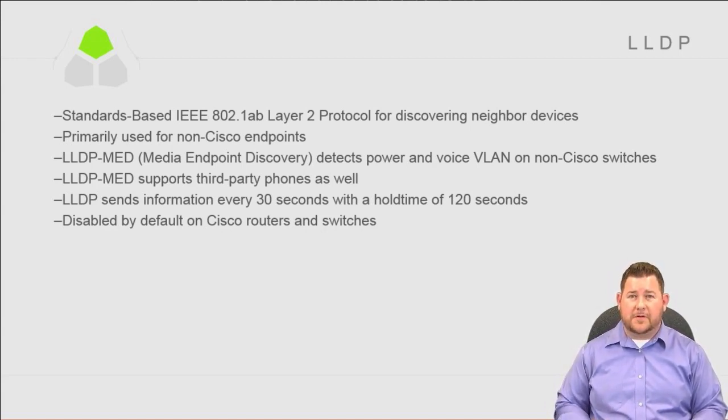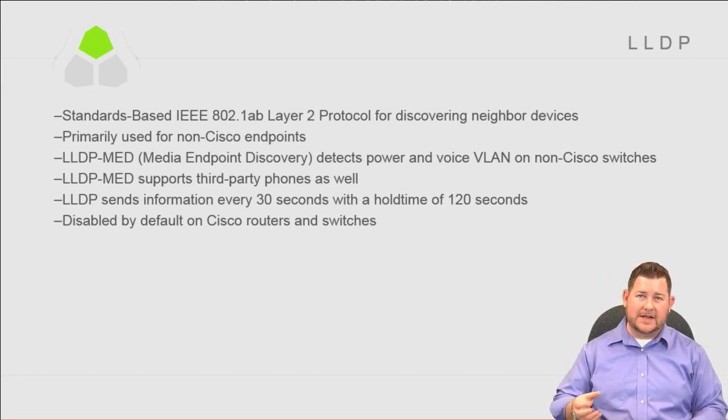It sends information every 30 seconds, and it has a hold time of 120 seconds. So for those of you familiar with routing protocols, it's kind of similar to how a routing protocol might work. RIP, I think, does almost those exact timers. But anyway, it'll send these packets every 30 seconds to say, hey, I'm here. And if it misses a couple packets, up to 4 packets here, if it's 120 seconds, it's going to say, well, I declare that neighbor dead, or it's not there anymore, I can't see it. So that's what the hold time is. And it is disabled by default on Cisco routers and switches.